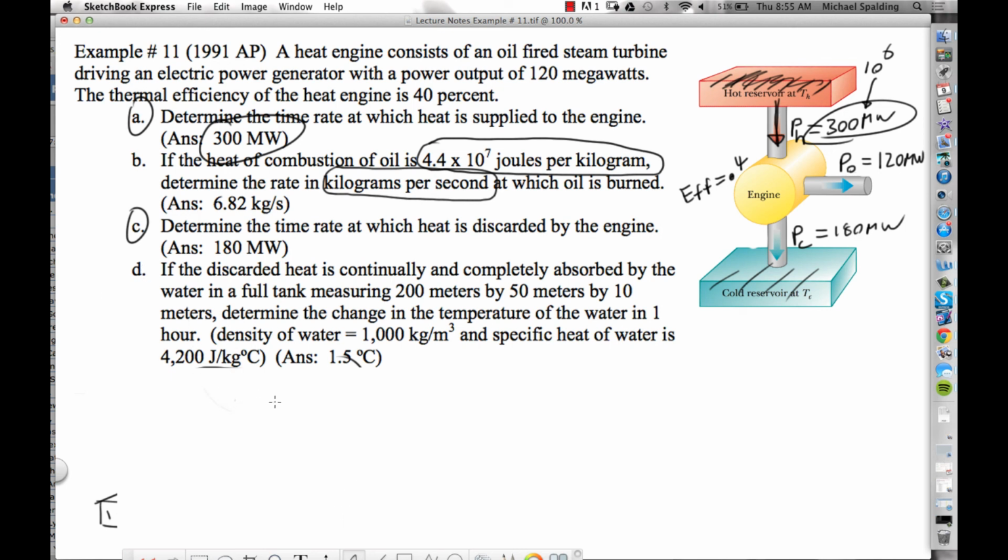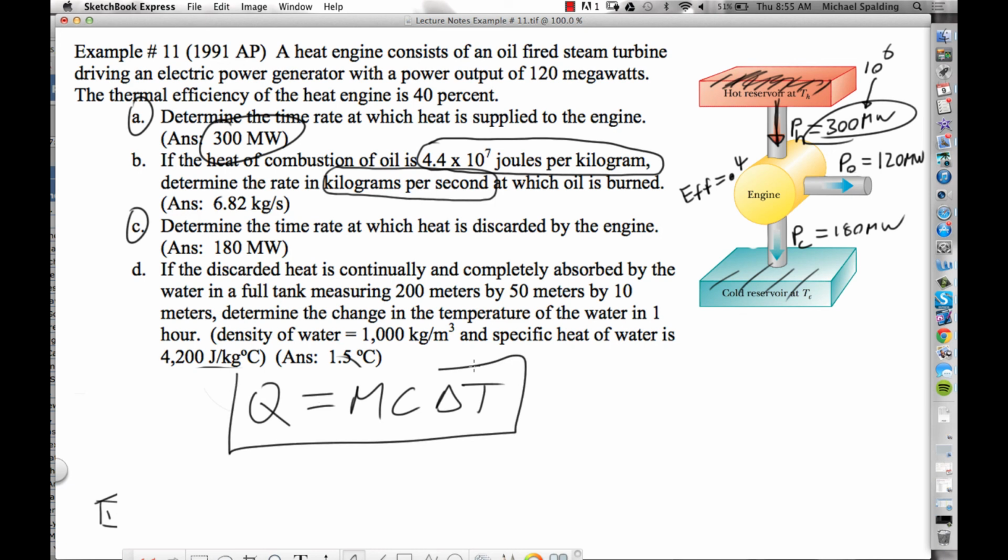Part D, there's an equation. What's the equation? Q equals m. In chemistry, I think it was m s delta T, where s is specific heat. In physics, it's m c delta T. So what is Q? Q is the heat energy. m is the mass, c is specific heat, and then delta T is the change of temperature. So we're asked to solve for change of temperature. Change of temperature is going to be Q over mc.